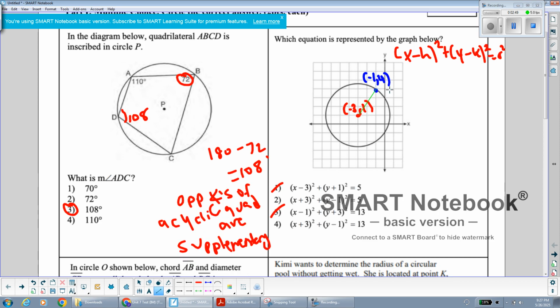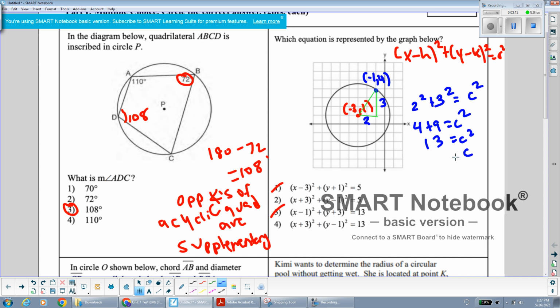Okay. And actually, what I'll do instead of using the distance formula is I'll just use Pythagorean theorem to find the length of the line. 2 squared plus 3 squared equals c squared. 4 plus 9 equals c squared. 13 equals c squared. C equals radical 13. So the radius is radical 13. You could have used the distance formula instead to find it, but I had the graph, so why not use Pythagorean theorem?